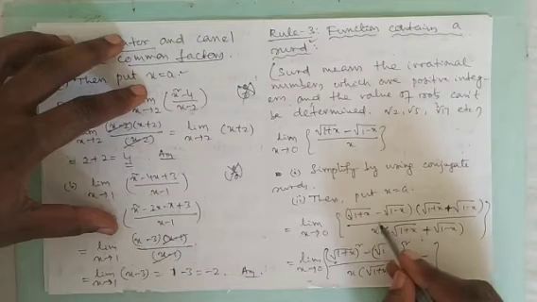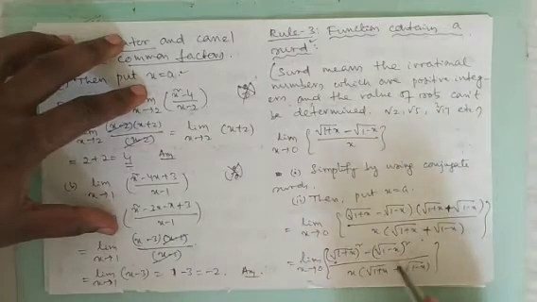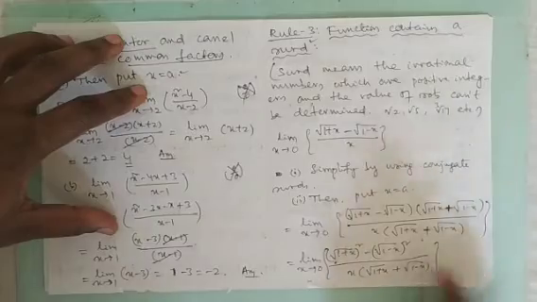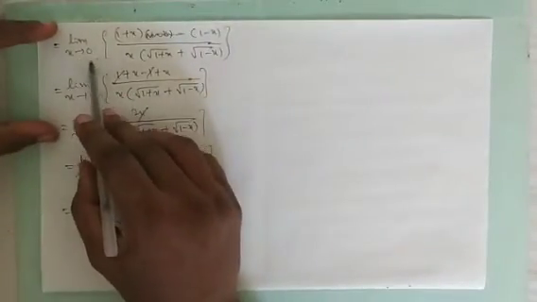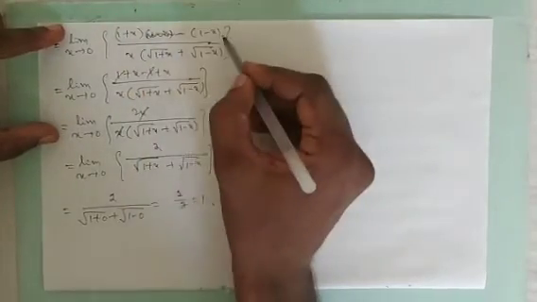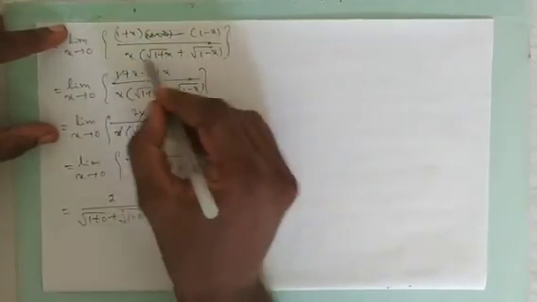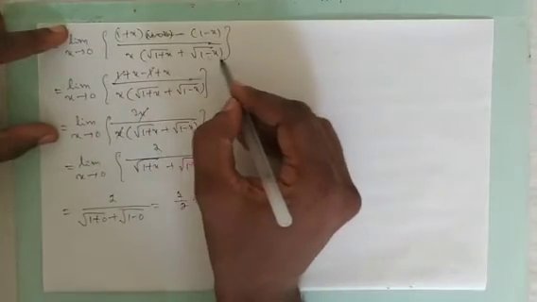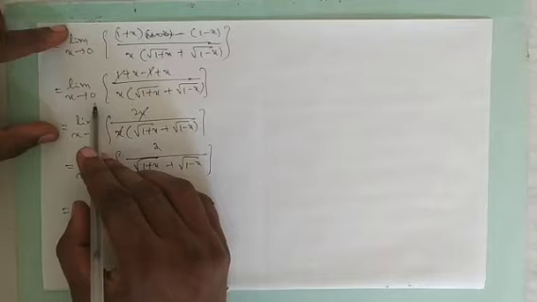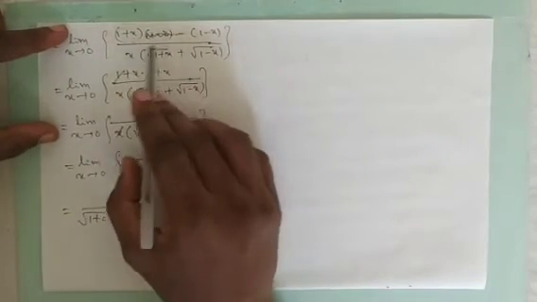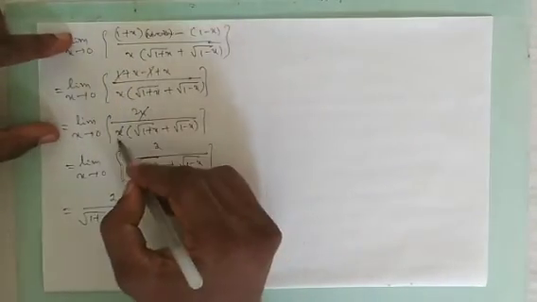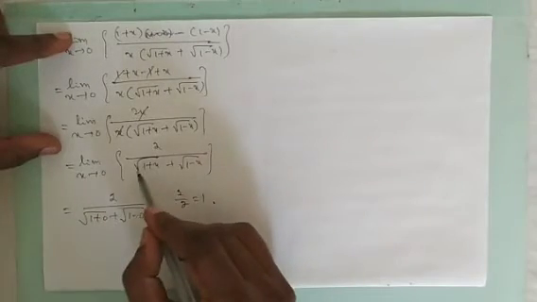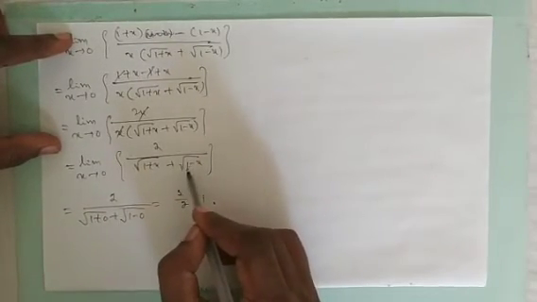I got limit x tends to 0. This becomes a minus b into a plus b, that is a square minus b square, by x into root over 1 plus x plus root over 1 minus x. By simplifying it, a square minus b square becomes 1 plus x minus 1 minus x by x into root over 1 plus x plus root over 1 minus x. Opening the brackets, I get 1 plus x minus 1 plus x; 1 cancels out, x becomes 2x, then x cancels out, and I got limit x tends to 0 of 2 by root over 1 plus x plus root over 1 minus x.